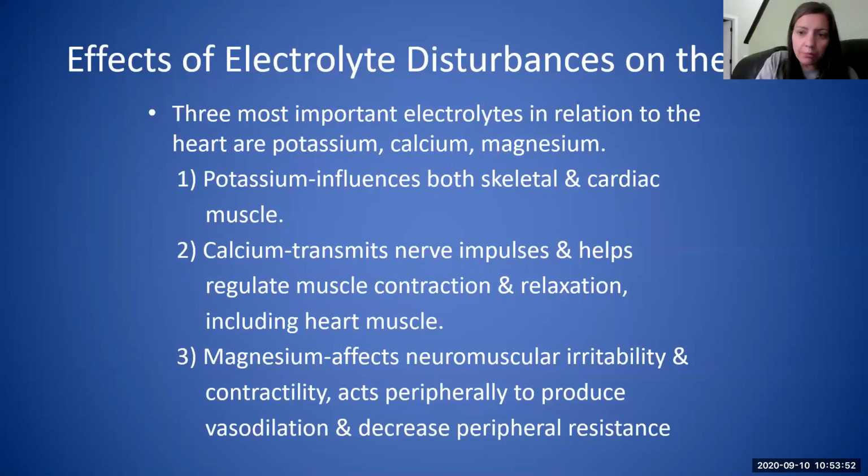Did you say hyperkalemia was peaked T waves? Hyper is peaked, hypo is flattened. Yeah.